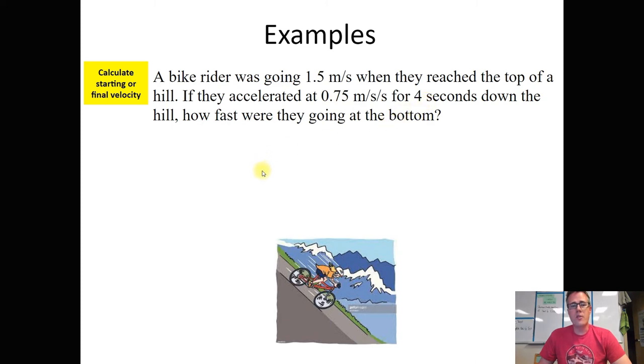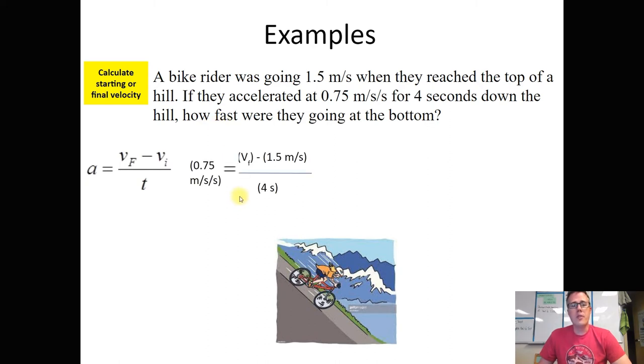So as long as we're starting with our equation, we should be okay. They're giving us the acceleration, and they're giving us the initial velocity, what they started with at the top of the hill. They also gave us the time. Our job is to solve for velocity final. In other words, how fast were they going at the bottom?